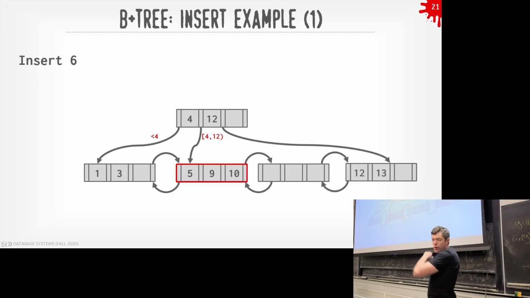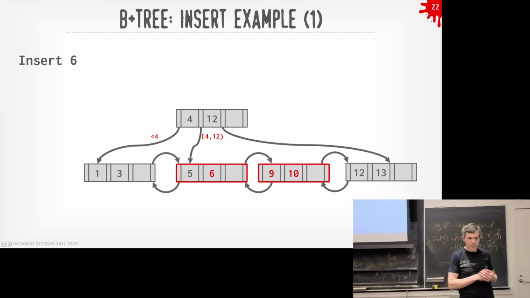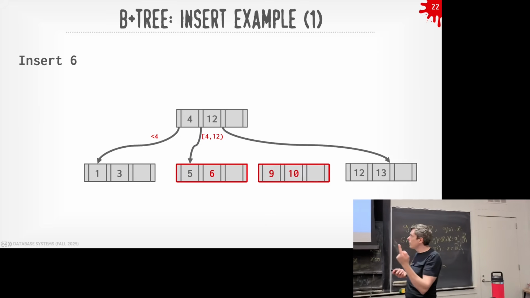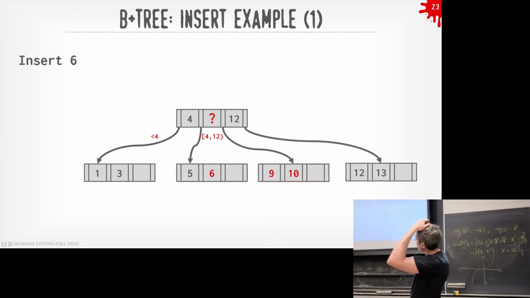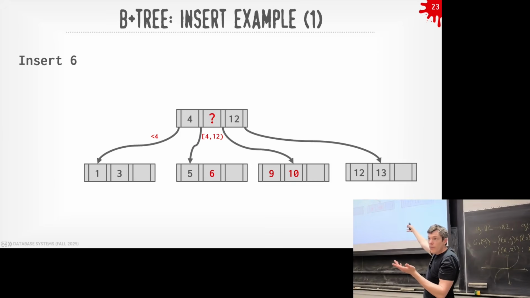The other half of the keys are going to go into the other node. So you would end up like this, right? The 6 went into the original node, but 9 and 10 got moved over to the other one. Am I done? No, right? Now I have to go back up to my parent and add a key there to make sure that if anybody's looking for 9 and 10, they know how to go find it.